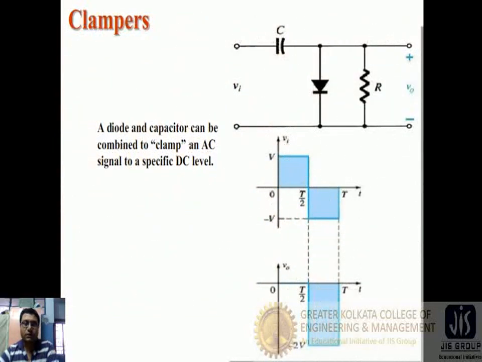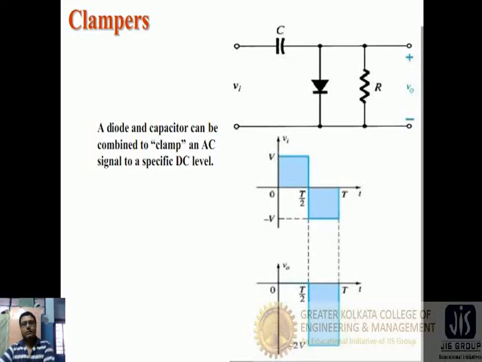Now we come to the clamping circuit. The clamping circuit we have discussed in the very beginning of this session. A diode and a capacitor can be used in combination to clamp an AC signal to a specific DC level, or we can just change the value of the DC level.